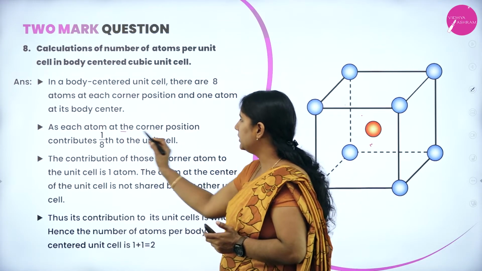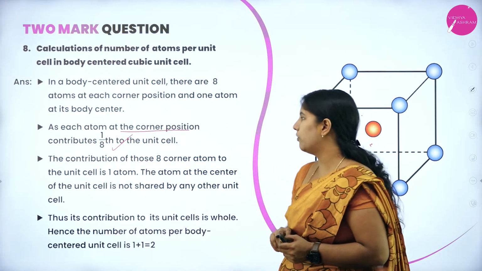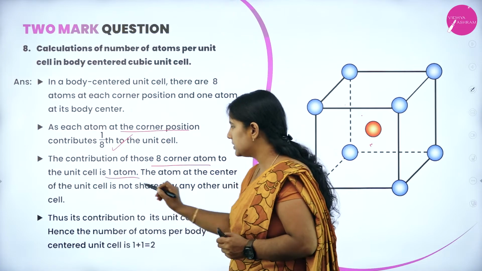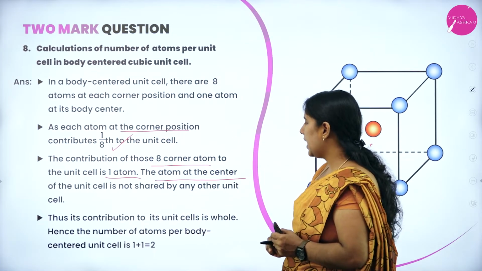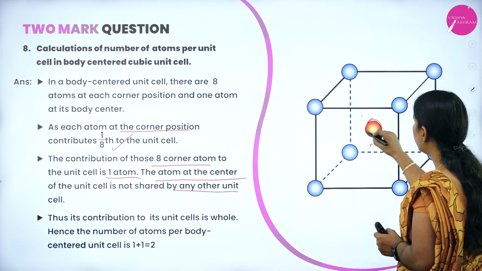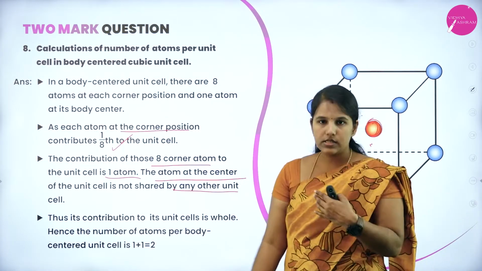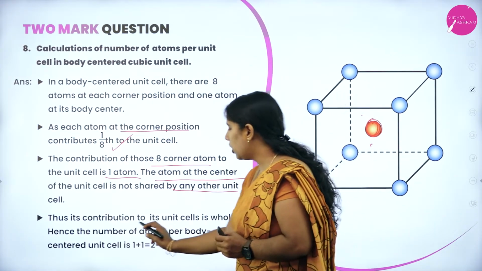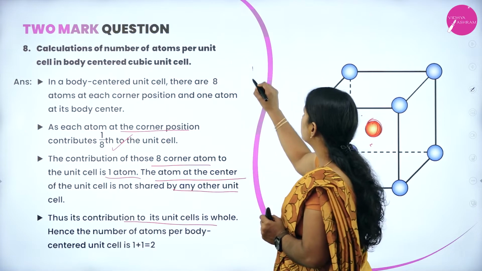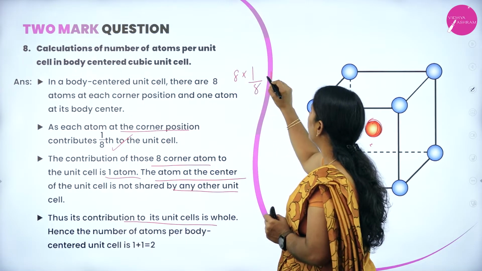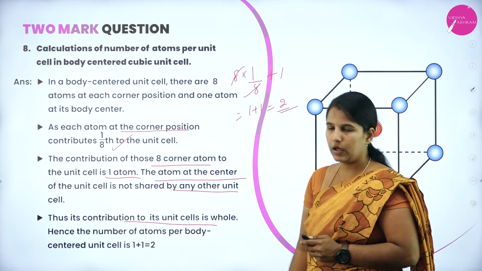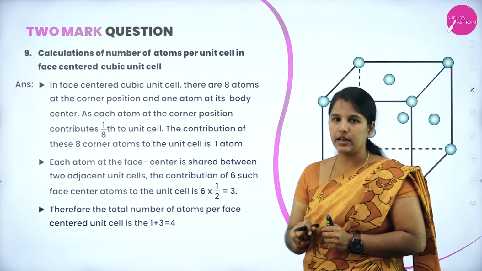Each atom at the corner position contributes 1 by 8 of the unit cell. The contribution of the 8 corner atoms in each cell is 1 atom, and the atom at the center of the unit cell is not shared by any other unit. You can see that the atom at the center is not shared with any other cells. Correct? So the total number of particles in BCC can be calculated as 8 into 1 by 8 plus 1. The 8s get cancelled. 1 plus 1, how much? It is 2.